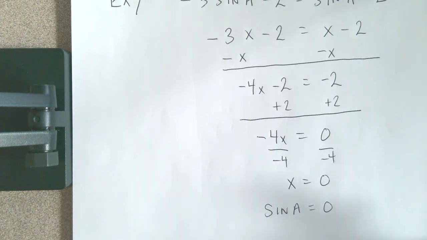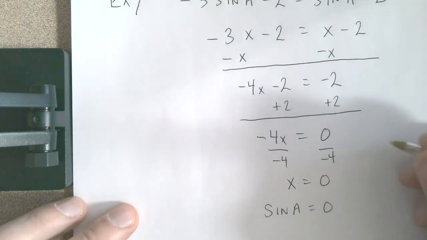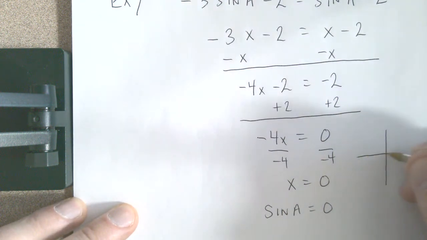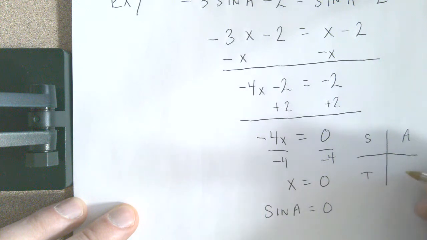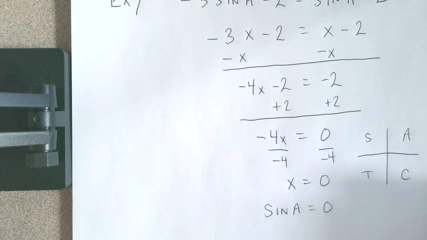Now, I want you to think back to when we talked about the unit circle. You're still going to need to remember your little saying, and that is, all students think college. And hopefully you remember what that means. Basically, in the first quadrant, all of our trig functions, sine, cosine, tangent, are positive. In the second quadrant, we know that sine is positive. In the third quadrant, tangent is positive. And in the fourth quadrant, cosine is positive. So hopefully we remember that.